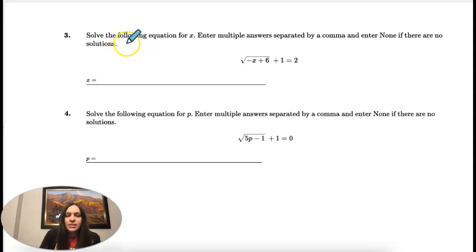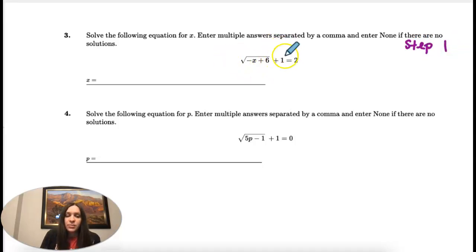Alright, number 3, same thing. We're going to solve the following equation for x. Enter multiple answers separated by comma and enter none if there are no solutions. So step 1 is isolate the variable. And we actually have to do this one.